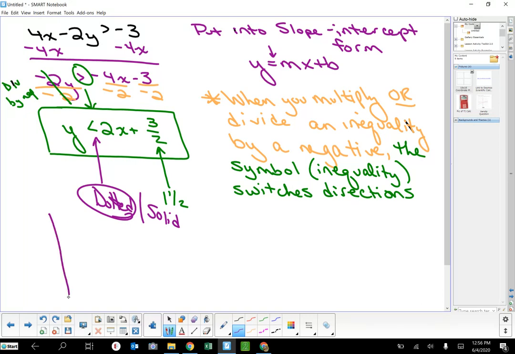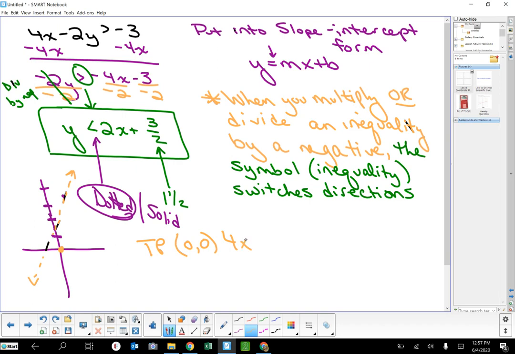So let's just sketch out a graph here real fast. 3/2 is 1 1/2. So I'm going to go up to 1 1/2. And then I'm going to go up 2. Now, when you go up 2 units, if I'm at 1 1/2, I have to go to 2 1/2, 3 1/2. That's 2 units, and over 1. I'm going to make myself just a dotted line. Okay, so I can use 0, 0 again as my test point.